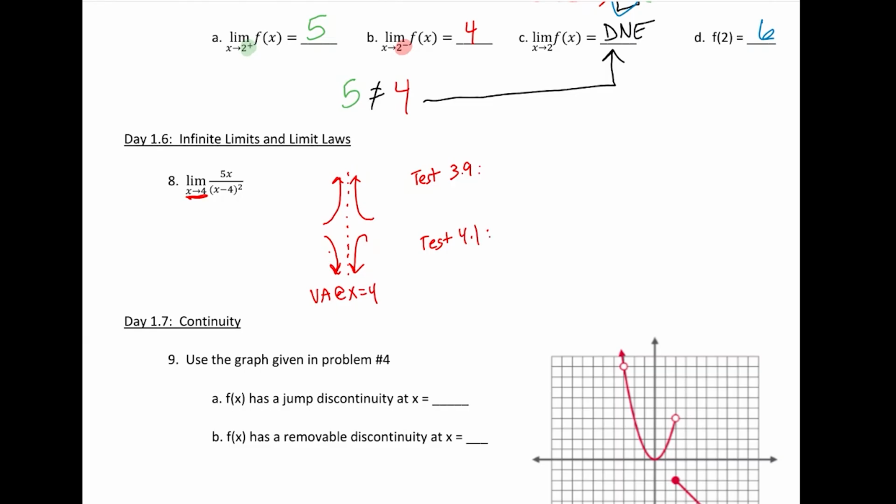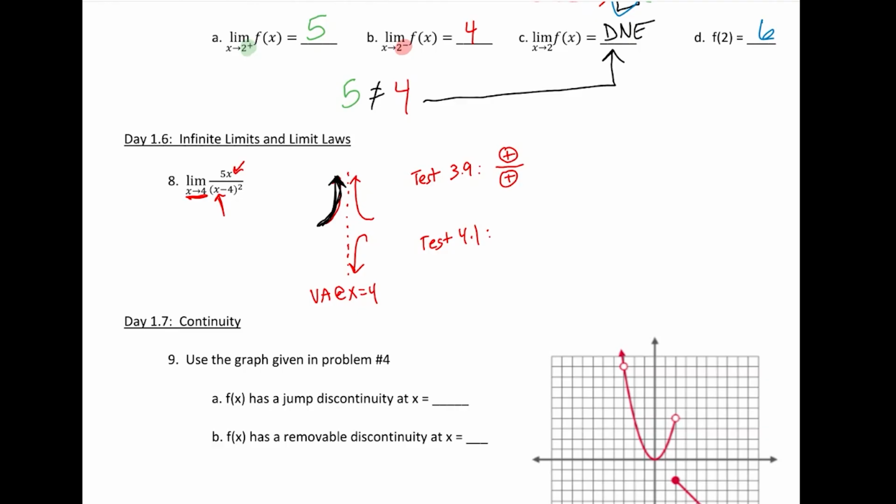So if we test 3.9, which would be just to the left of x equals 4, and we plug that in here and here, I don't really care exactly what it equals. I just want to know if it's positive or negative to see if the function's going up or down. So if I plug in 3.9, I'm going to get a positive in the numerator and I'll get a positive in the denominator. So that means that on the left-hand side, my function is going up. Okay, we're going this way, not that down.